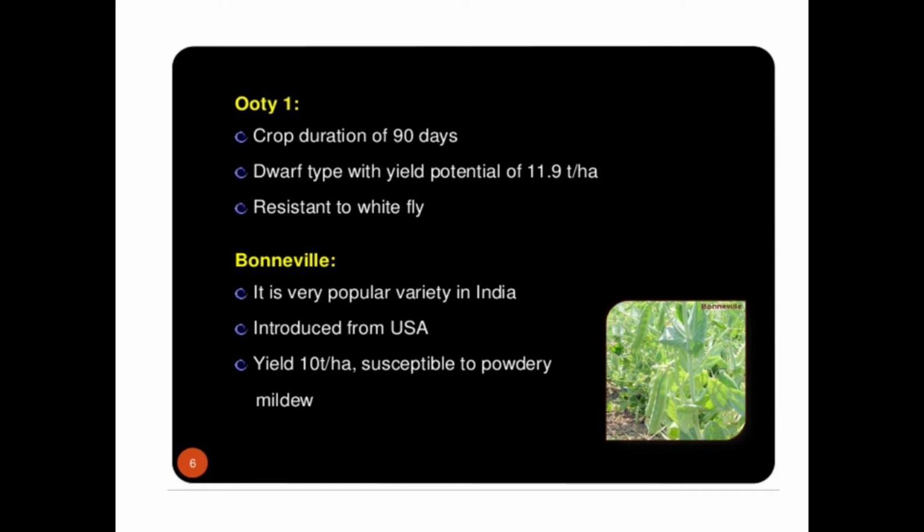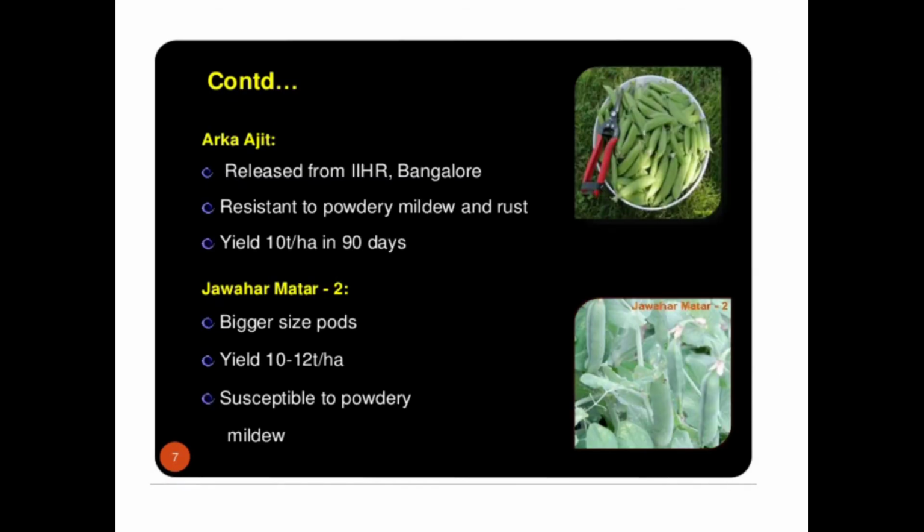Second variety is Bonneville. It is a popular variety in India, introduced from USA. Yield 10 ton per hectare, susceptible to powdery mildew. The next variety, Arka Ajit. This variety was released from IIHR, Indian Institute of Horticultural Research, Bangalore. Resistant to powdery mildew and rust. Yield 10 ton per hectare in 90 days.